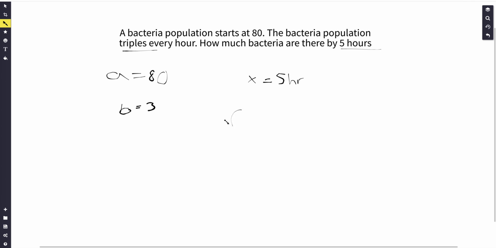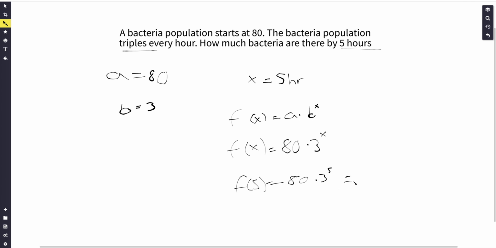So now let's write our function. We know f of x is equal to a times b to the power of x. So in this case, f of x is equal to a, we know is 80, times b, which is 3 to the power of x. That's our exponential function. Now let's plug in what we need to find, 5 hours. So that's f of 5 is equal to 80 times 3 to the power of 5. And that answer is 19,440 bacteria. I'm just gonna write B for short.